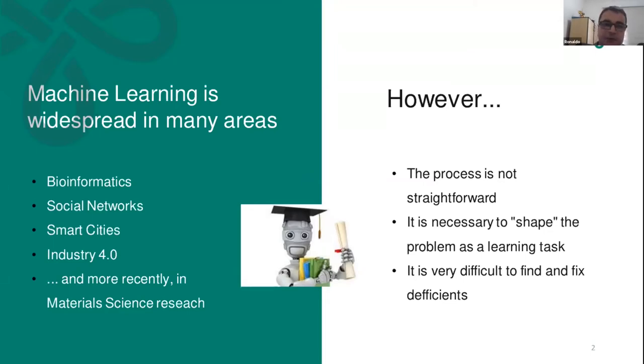The first thing, like Professor Chu told us yesterday, is that you need to translate the problem you have from an application point of view to a machine learning point of view. We have to frame a problem in a domain area as one of the tasks that we can solve using machine learning. And furthermore, it's very difficult to identify and fix possible deficiencies in the models. So in this talk, I'll try to highlight some of the work we have done in these directions.